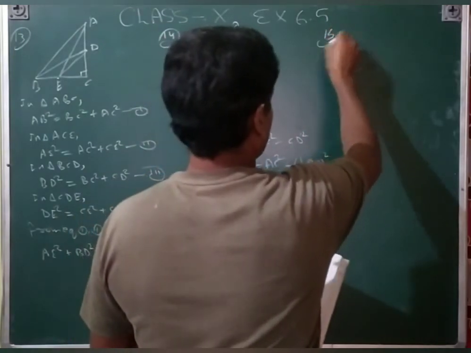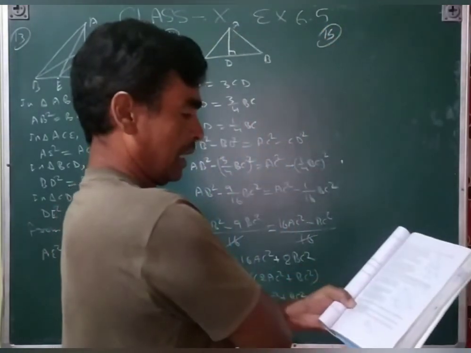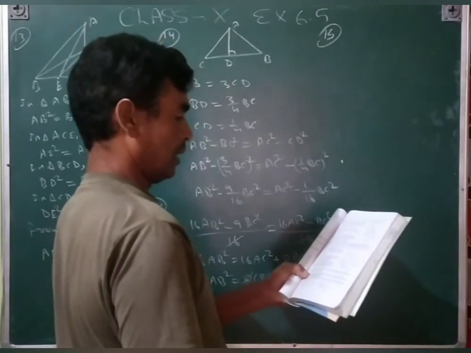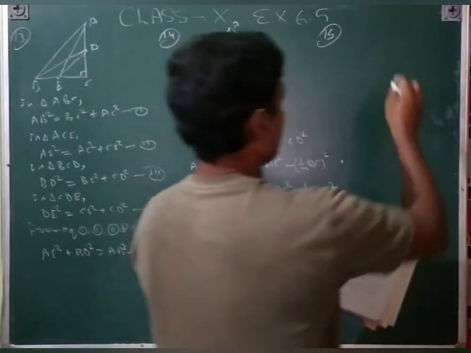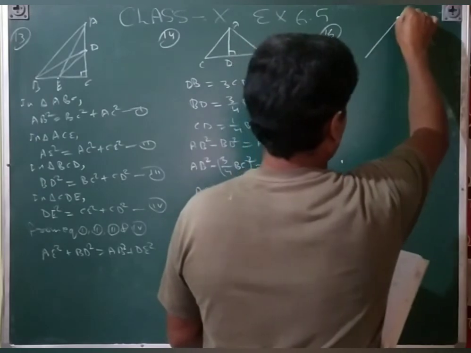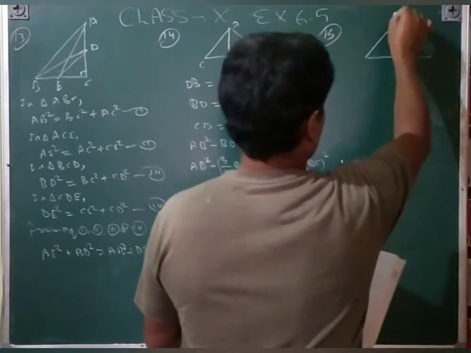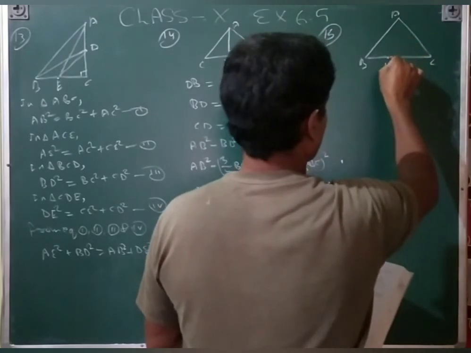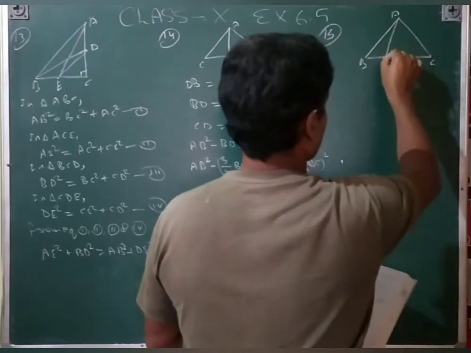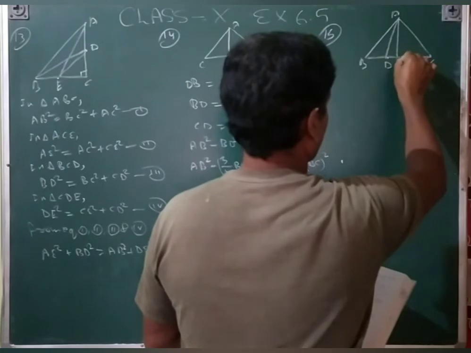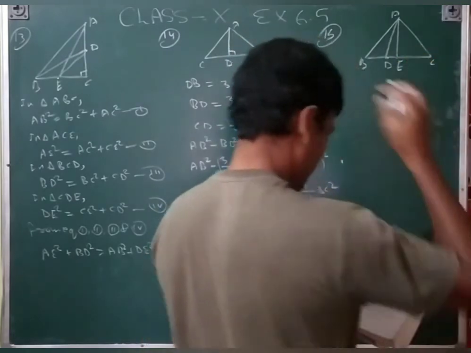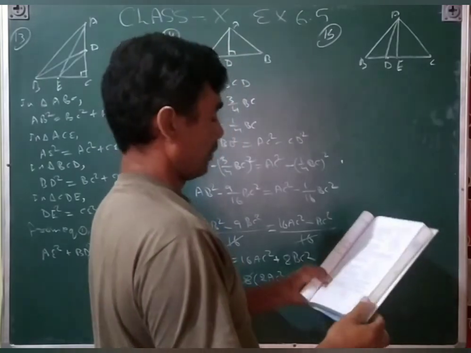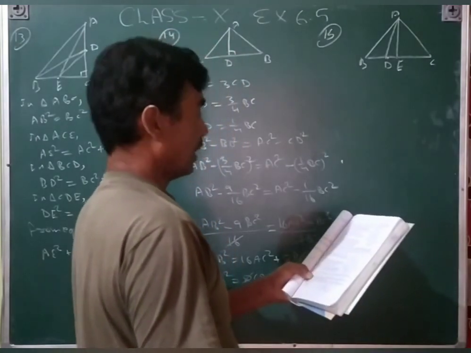Question number 15. In an isosceles triangle ABC, D is a point on BC. First of all, we will draw the triangle ABC, with points A, B, C, and D on it, and then we will mark the point E also. We need to prove that 9 AD square is equal to 7 AB square.